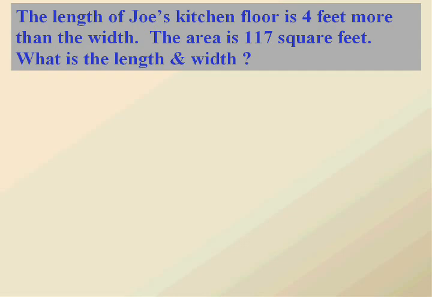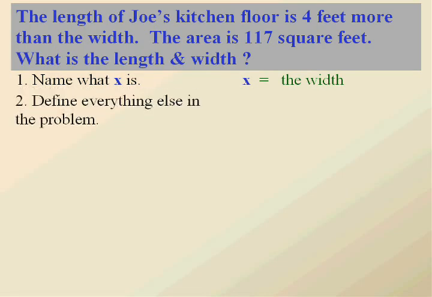So let's follow our steps. Number 1, most importantly, name what x is. Name what you want to know. Now in this problem, we want to know 2 things, the length and the width. So let's let it equal the smaller. I'll have x be the width. Well, that means in step 2, when I define everything else in the problem, I'm going to begin with the length, since I've already done the width. And the length will be, as it says, 4 feet more than the width. And the width is x, so the length will be x plus 4.